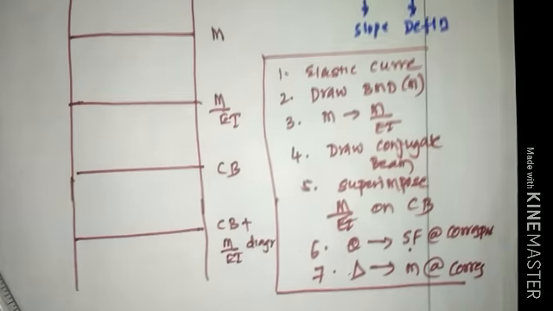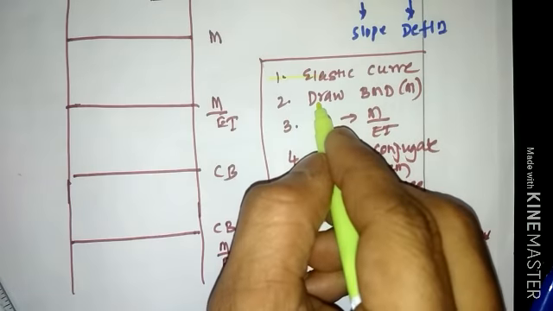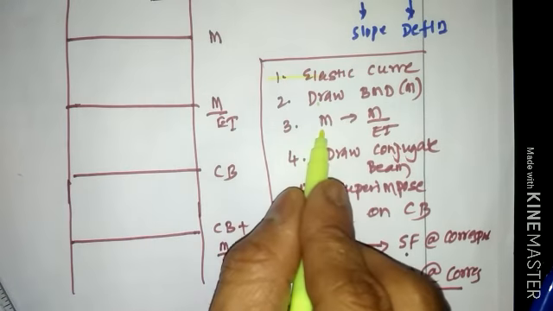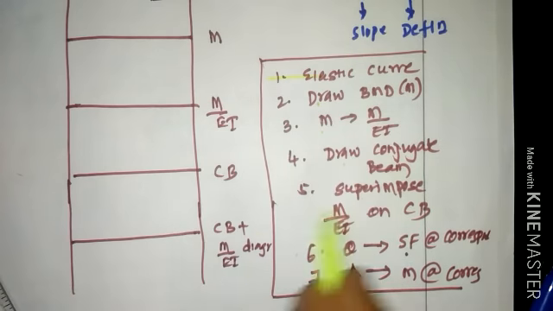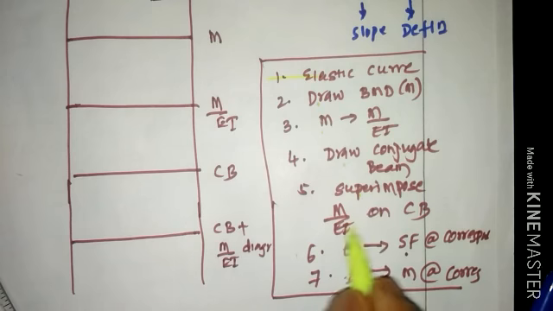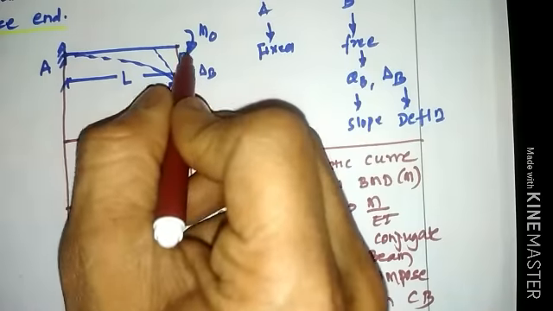The first one is the elastic curve here, which is already completed. Next one is the bending moment diagram. Then next is the M by EI diagram, the conjugate beam diagram, then the superimposition of the conjugate beam and that M by EI diagram. So later we need to use the equilibrium equation to find out theta and delta. To draw the bending moment diagram, we need to find out the moment.